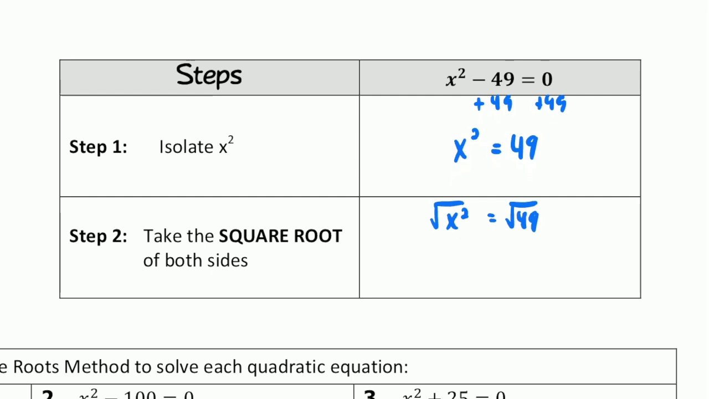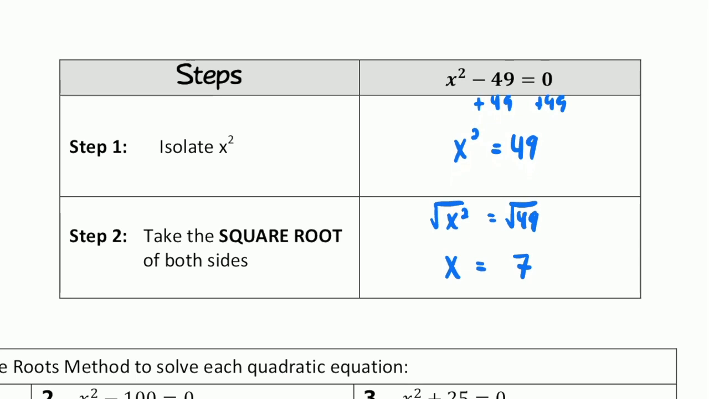And so what's going to happen here is like how addition and subtraction are inverses of each other, same with multiplication and division. Squaring and square rooting are also inverses of each other, so those two things are going to cancel each other out. So it's just going to leave me with x is equal to the square root of 49, which if we go ahead and look at our perfect squares table, the square root of 49 is equal to 7.